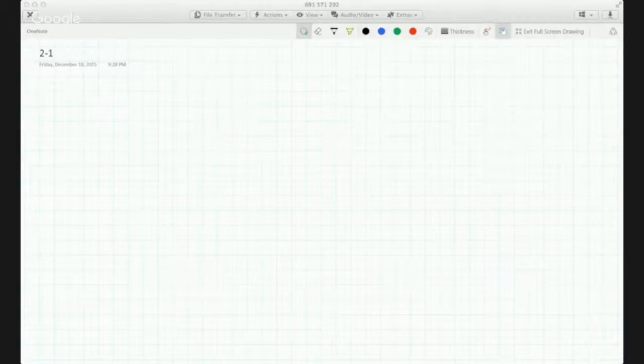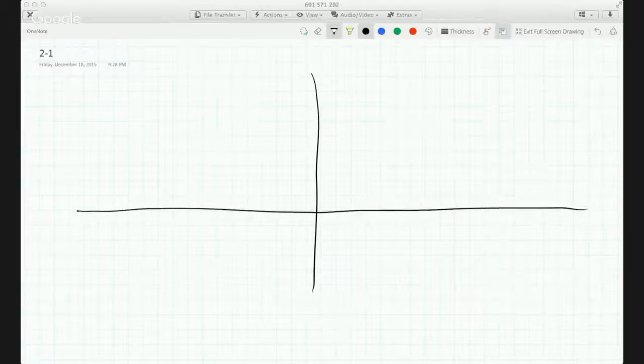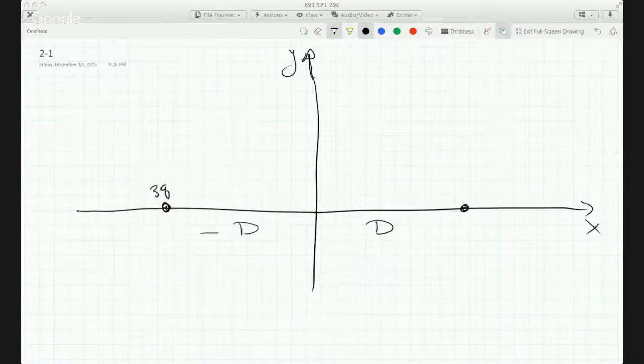Let's say this is the y-axis and this is the x-axis. You have 3q located at minus d, so this is the 3q, and this is d here, minus d, and minus q located at d. So this is d, and this is minus q, and it wants the expression at 0, y, 0.